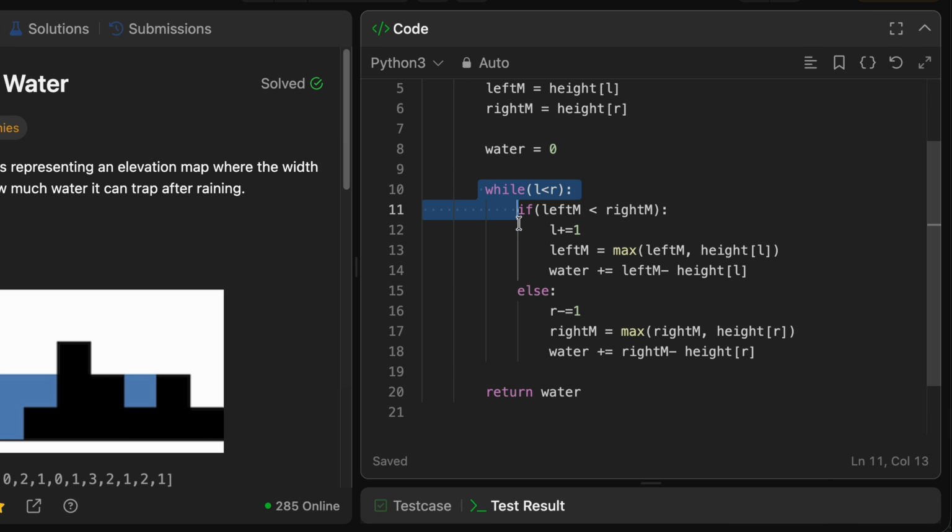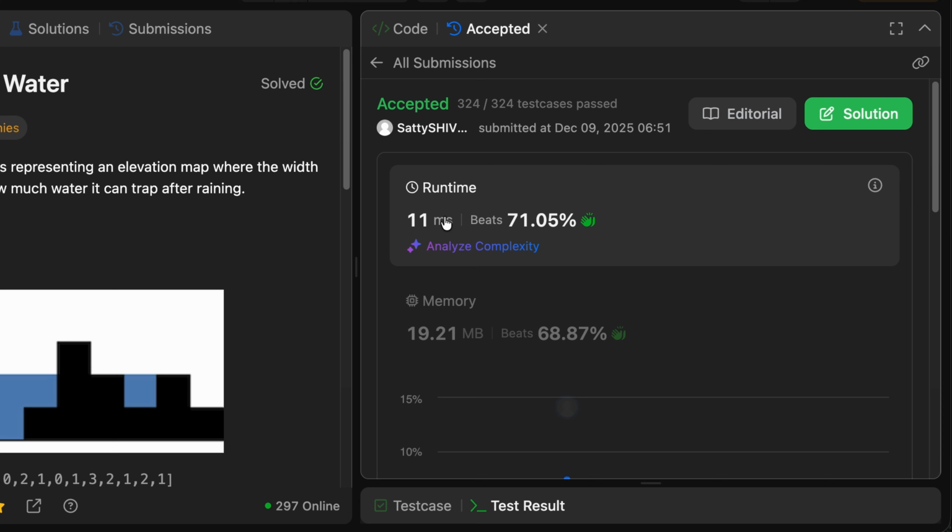Okay, now once that entire loop runs, which means the left will become greater than or equal to r, we will know that we have gone through the entire array, and so we will simply return the water that we calculated till now. So now let us try to run this thing and see what happens. Our solution runs in 11 milliseconds and beats 71.05% of solutions on Leetcode. It is also passing all the 324 test cases. So our solution is pretty efficient.